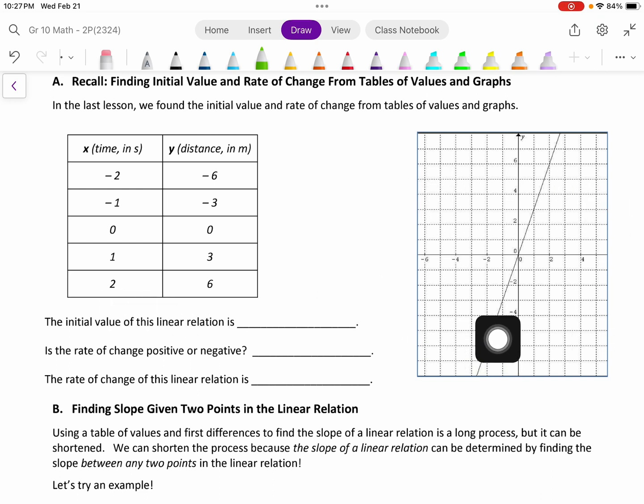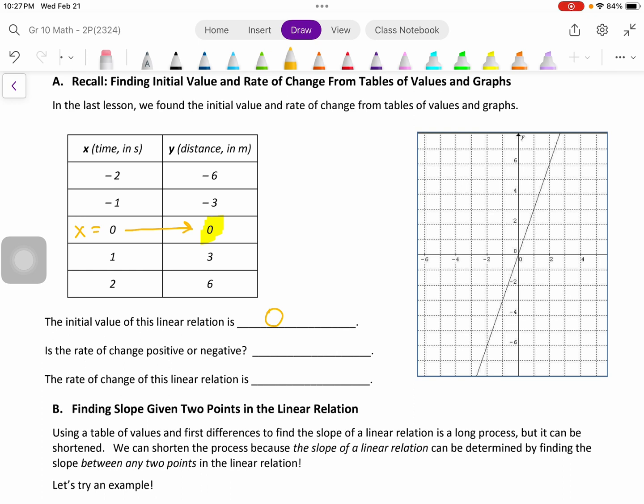So the initial value for the relationship that we see here in this table of values and this graph over here, remember that happens when x equals 0. So I'm going to find when x is 0, and I'm looking for what is the y at that point. So the initial value here is 0 for this relationship. The rate of change, is that a positive or negative?